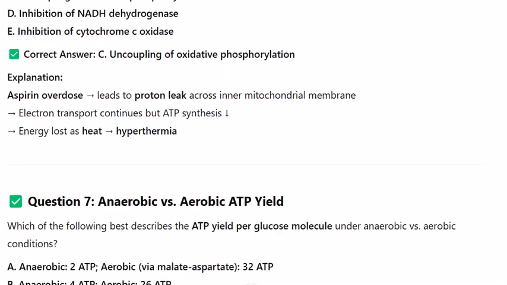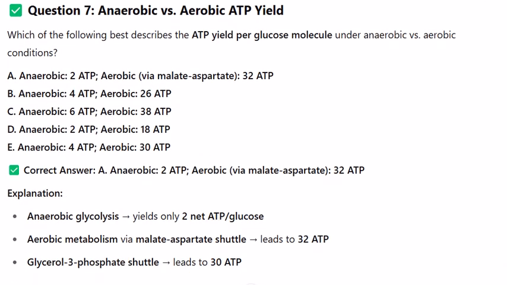Question 7. Anaerobic versus aerobic ATP yield. Which of the following best describes the ATP yield per glucose molecule under anaerobic versus aerobic conditions? A. Anaerobic 2 ATP, aerobic via malate aspartate 32 ATP. B. Anaerobic 2, aerobic 26 ATP. C. Anaerobic 6 ATP, aerobic 30 ATP. D. Anaerobic 2 ATP, aerobic 18 ATP. E. Anaerobic 4 ATP. Correct answer A. Anaerobic 2 ATP, aerobic via malate aspartate, 32 ATP.